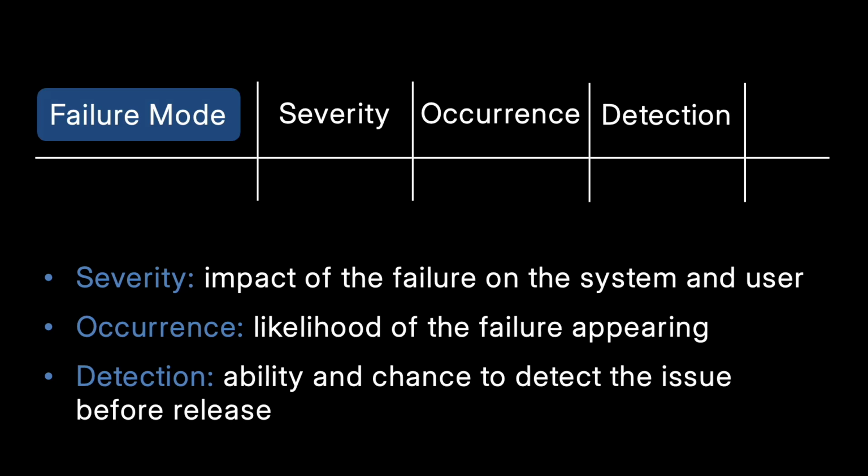before the release. Each of these aspects is given a value between 1 and 10, and by multiplying the three of them, a risk priority number, or in short RPN, is calculated. The higher the number, the higher the risk of the specific failure mode is.